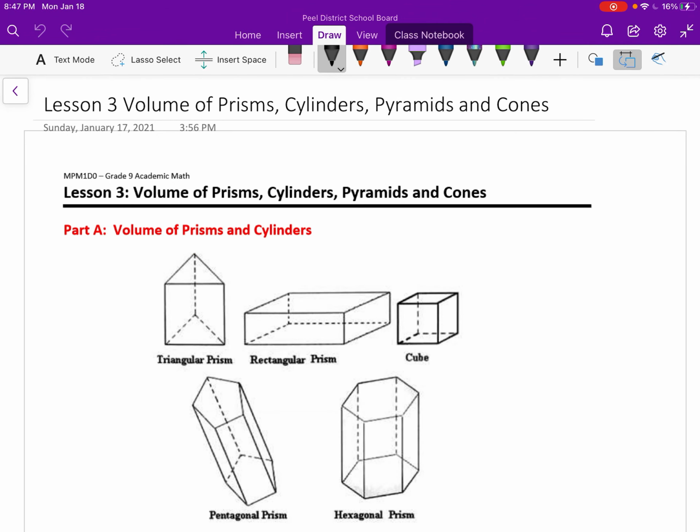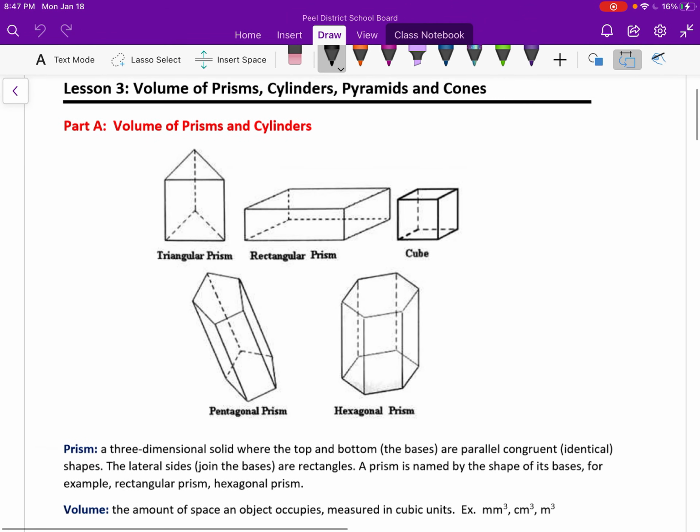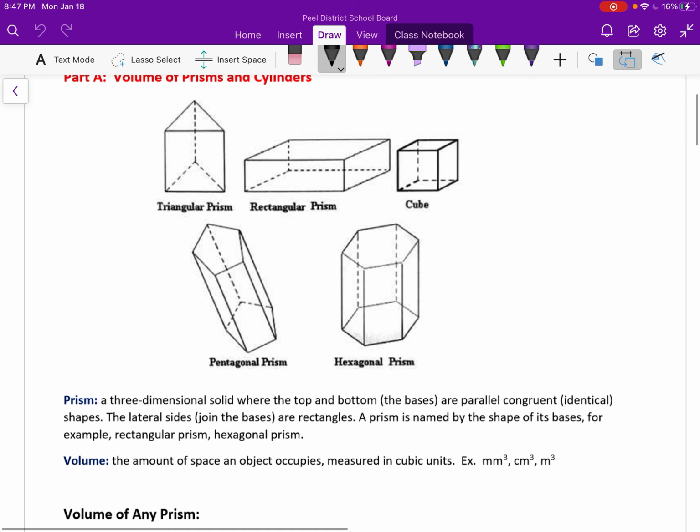So we're going to go over lesson 3 here today, which is basically volume of prisms, cylinders, pyramids, and cones. So we're going to start off with the different types of prisms. A prism is basically a three-dimensional solid where the top and the bottom, the things that we call the bases, are parallel, congruent shapes.